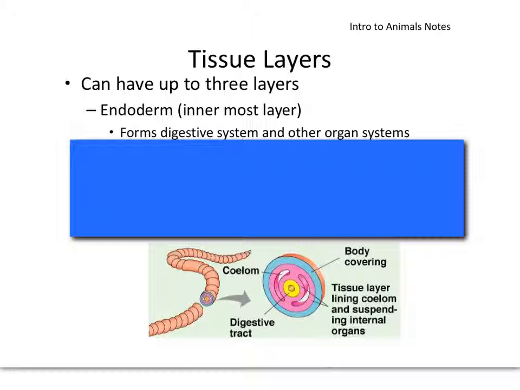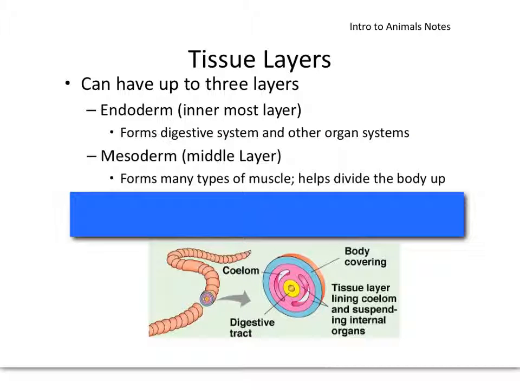The next characteristic you would use to classify an organism would be the organism's tissue layers. Organisms can have up to 3 different tissue layers. The first layer that you would see would be something called the endoderm, which is always going to be the innermost layer. Endo means inside. And this usually gives rise to digestive system and some other organ systems. Next, some organisms might also feature a mesoderm, which is a middle layer. This is going to form lots of different types of muscle. This is the layer that's also going to help divide the body up into lots of different compartments or sections.